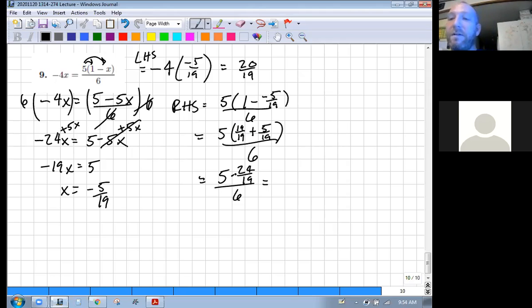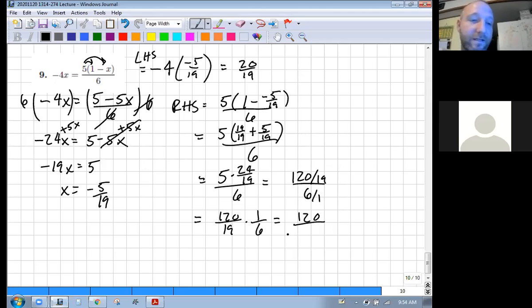So let's see, 5 times 24 is 120 over 19 over 6. This is the same as 6 over 1. So 120 over 19 divided by 6 over 1 is the same as multiplying by 1/6. So I got 120 over 19 times 6 over 114. All right, is that the same as this?